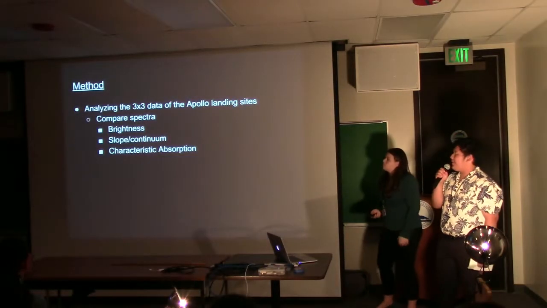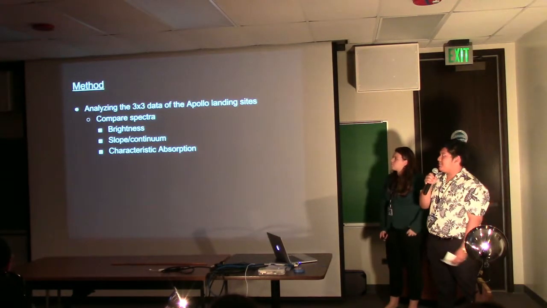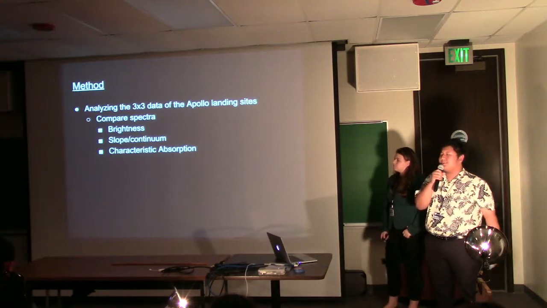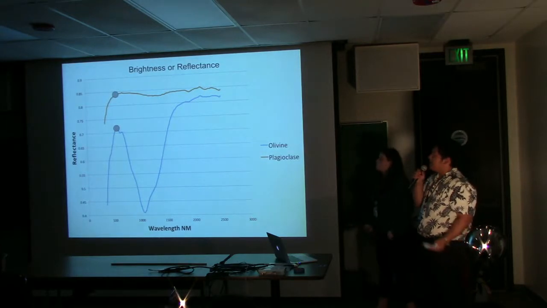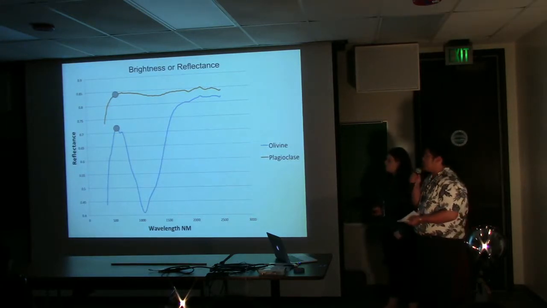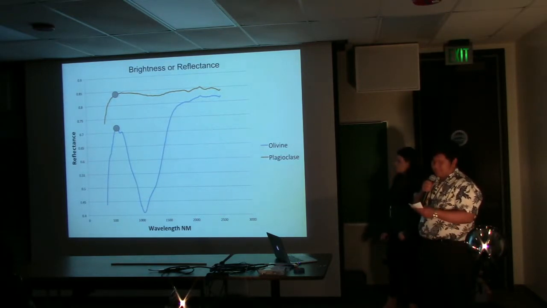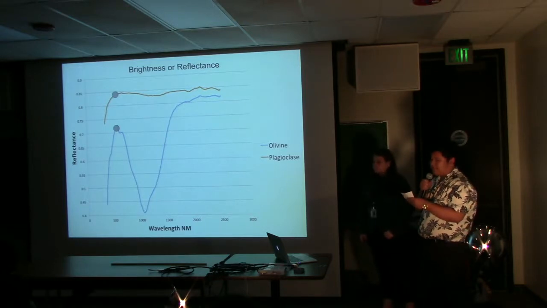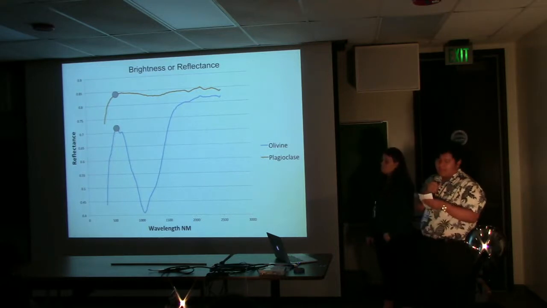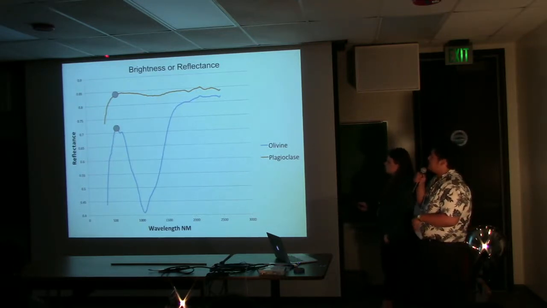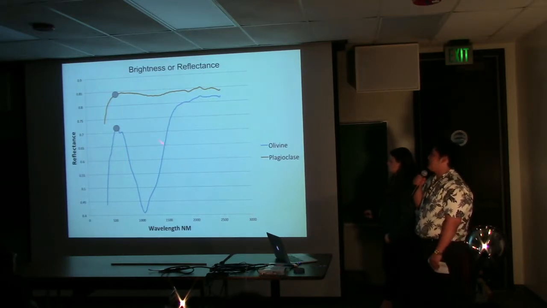Okay, so for our method, we are analyzing the 3x3 data of the Apollo landing sites. We are essentially comparing the spectra in 3 categories: brightness, slope or continuum, and characteristic absorption. So this graph is based off laboratory results of olivine and plagioclase. As you can see, the y-axis is reflectance. It is the amount of light reflected off the surface of an object. And on the bottom, the x-axis is wavelength, measured in nanometers. At about 500 nanometers, you can see that plagioclase is brighter than olivine. Olivine is darker.